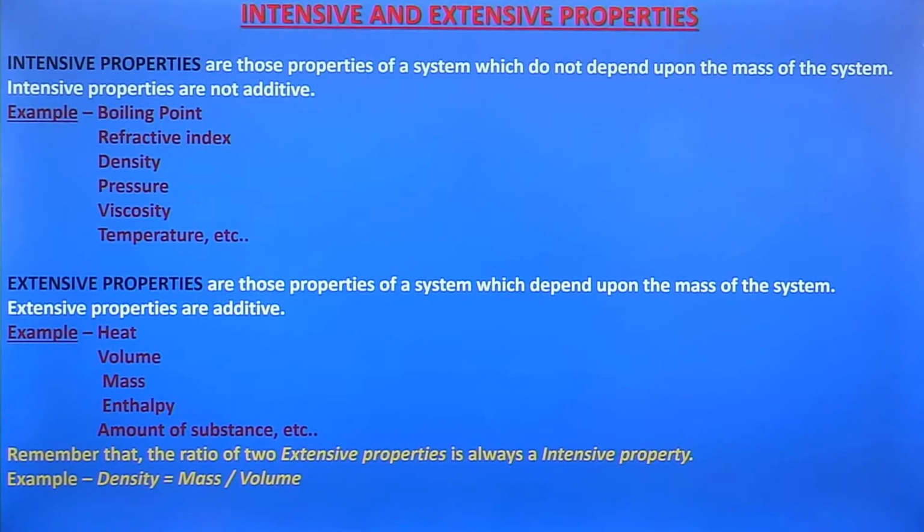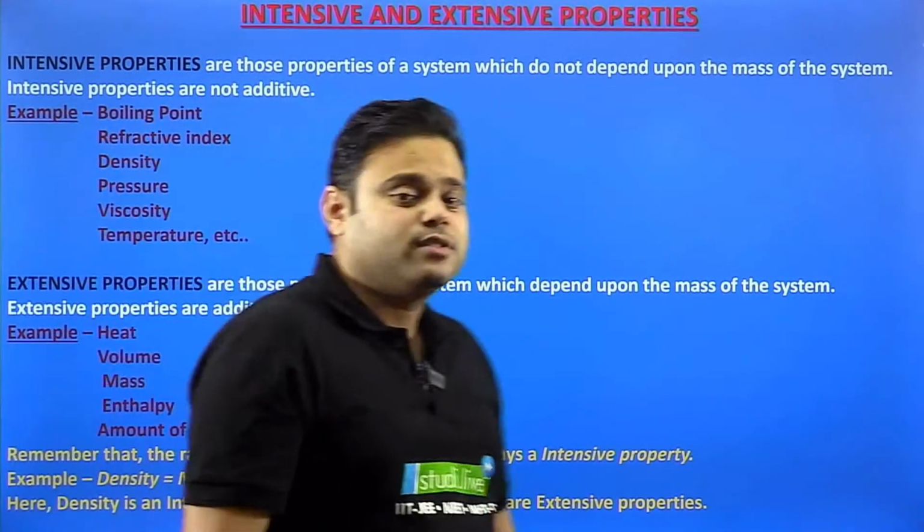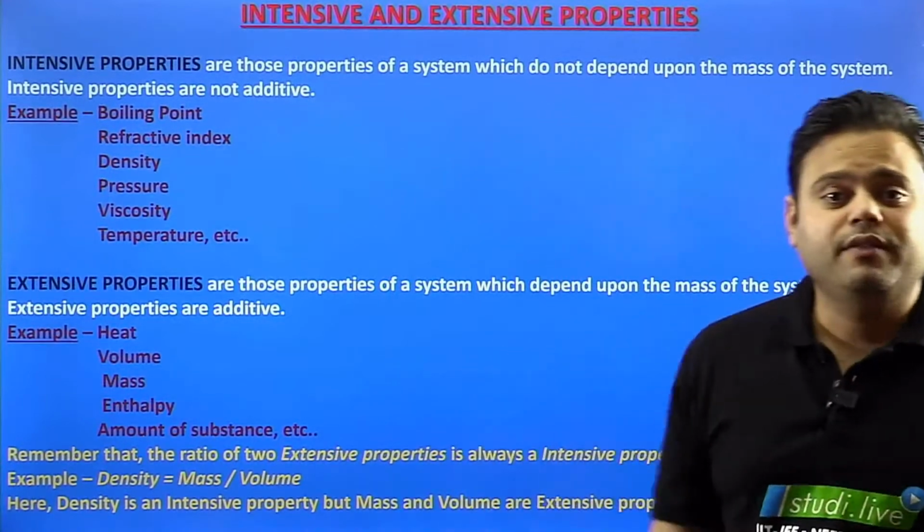Okay, here mass and volume both are what? Both are extensive properties. So this is an important point you should know, that the ratio of two extensive properties will always be an intensive property. So over here what we are noticing is that density is an intensive property, but mass and volume are extensive properties. Okay, so that is about intensive and extensive properties. I hope it's clear to everyone.